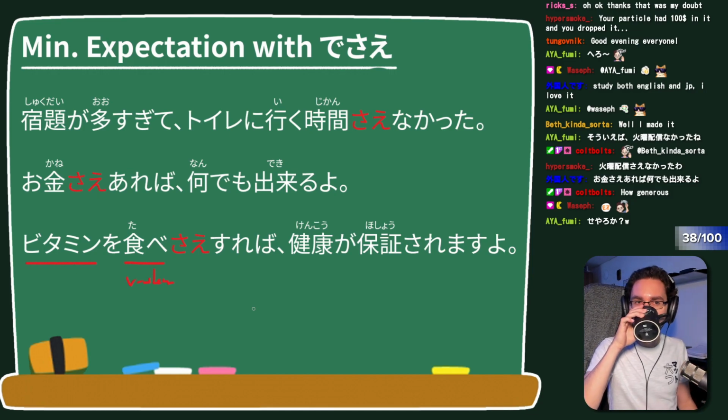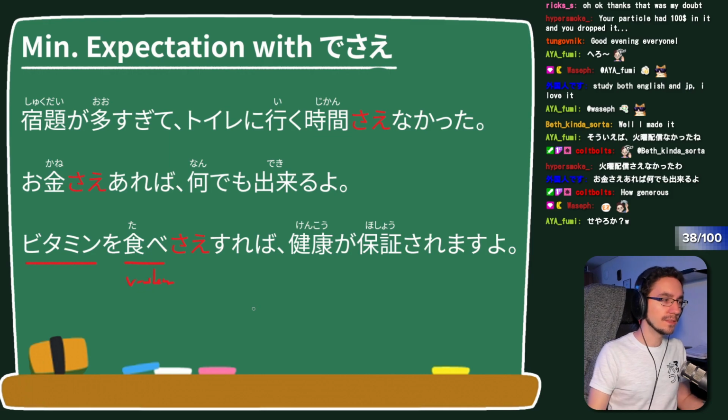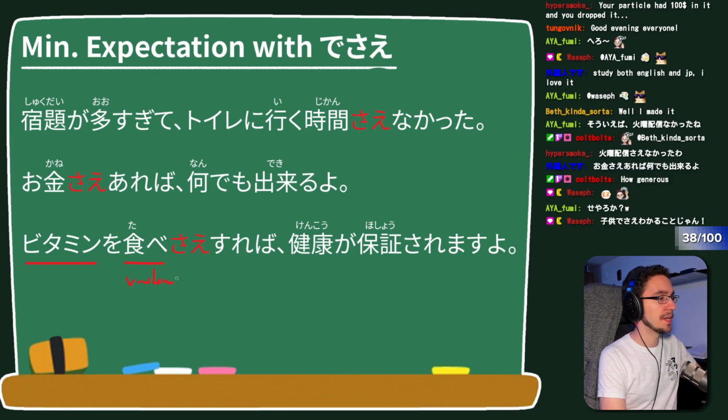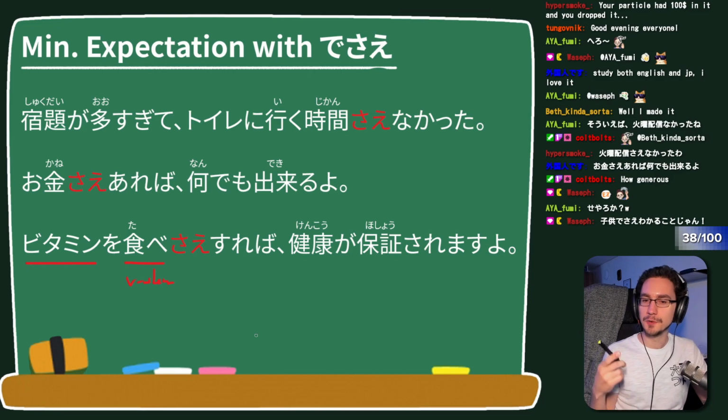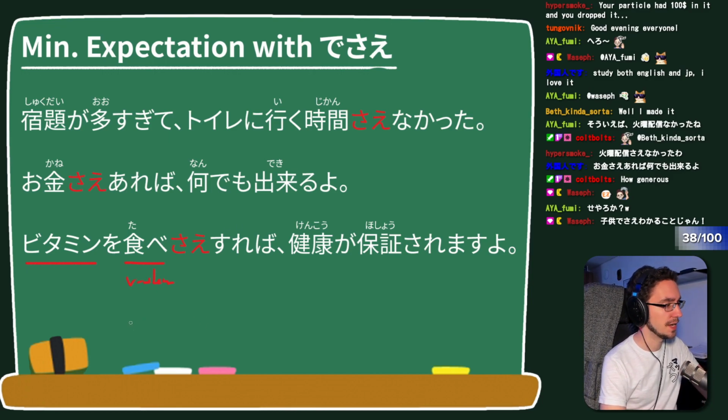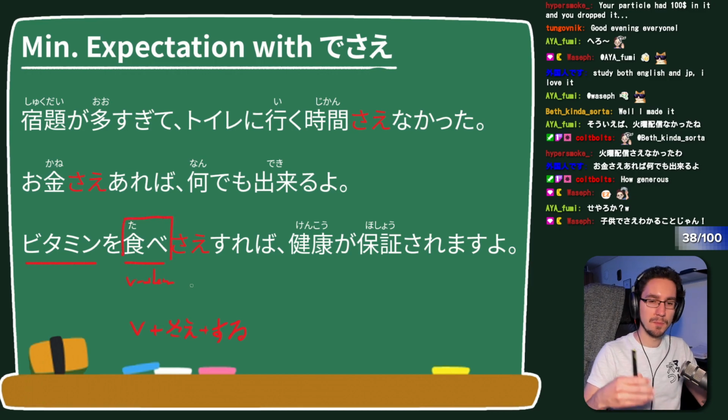This is our stem form. And then here's another combination that you will see very often, which is you will have some sort of verb in combination with sae, and then you'll often have suru. Right? Tabe sae sureba. And then here we have the minimum required action, right? So the minimum required action is eating your vitamins.